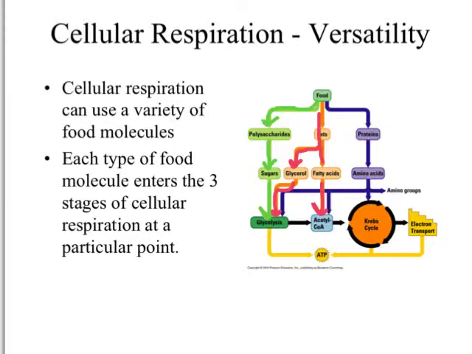If the fatty acids go through acetyl coenzyme A, then we've lost a few ATP in the process, but we can still get energy because it'll go through the Krebs cycle and electron transport chain.